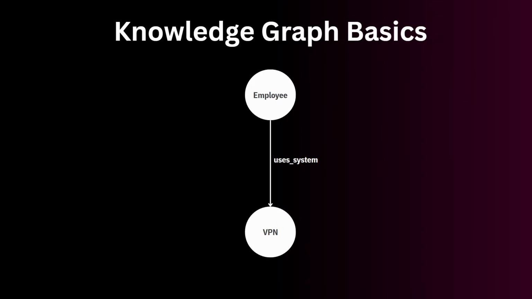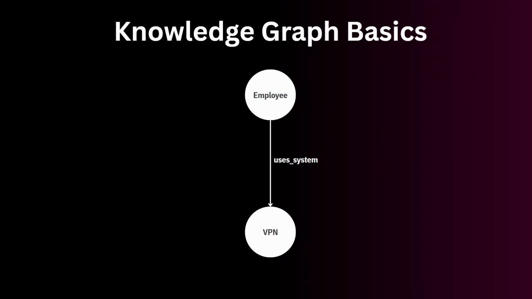At the heart of Graph RAG is the knowledge graph. A knowledge graph is a way to represent information as entities and their relationships. Each node in the graph is an entity, like an employee, a system, or a policy, and each edge is a relationship connecting those entities. For example, an employee uses system VPN.